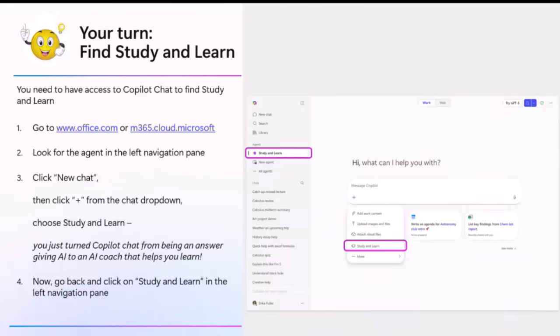Many of you on this call are probably adults, educators, IT admins. You probably have Copilot chat enabled for you, so you should be able to find it. If you have a question, put it in the chat. Somebody will help you find the agent.